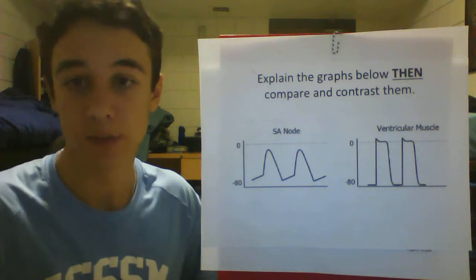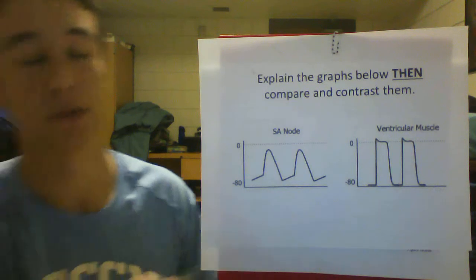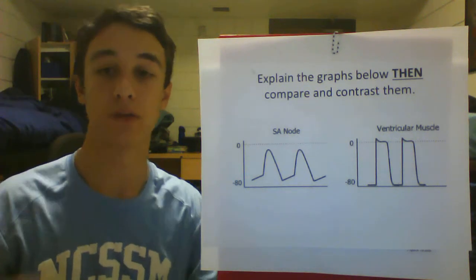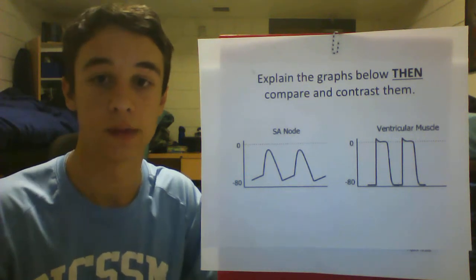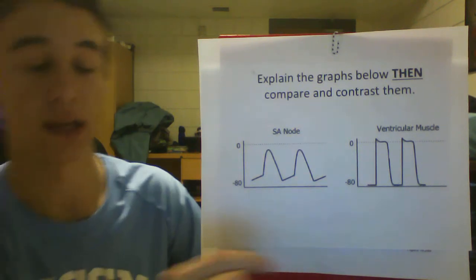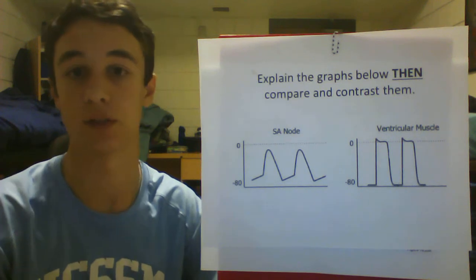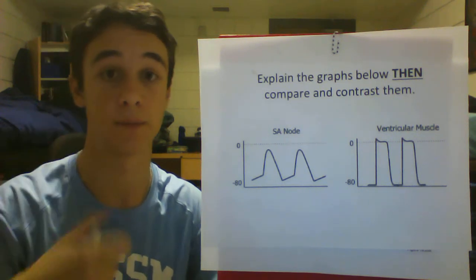Okay, so there are going to be two parts of this video, with the first part being me explaining these two graphs, and the second part being me explaining a graph of the cardiac cycle. So what I first want to talk about is this graph of the SA node, with the x-axis being time and the y-axis being the membrane potential of the SA node, or the pacemaker cell.